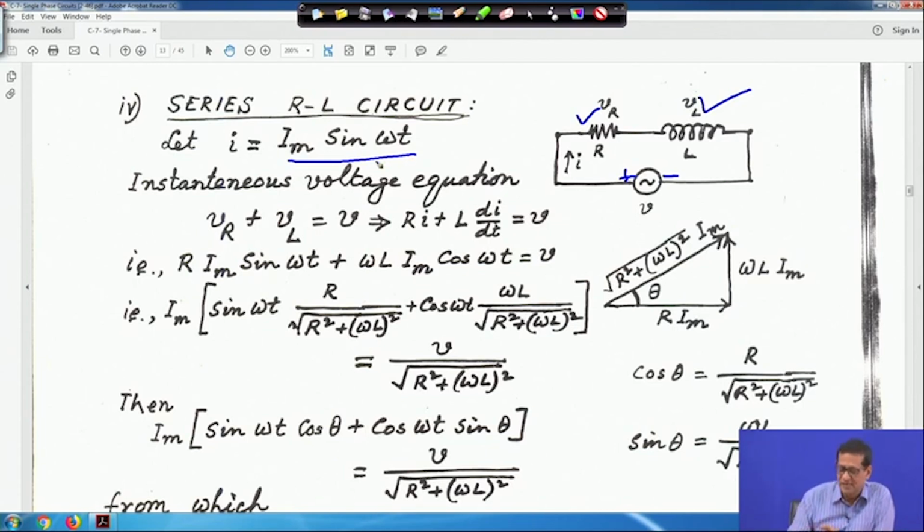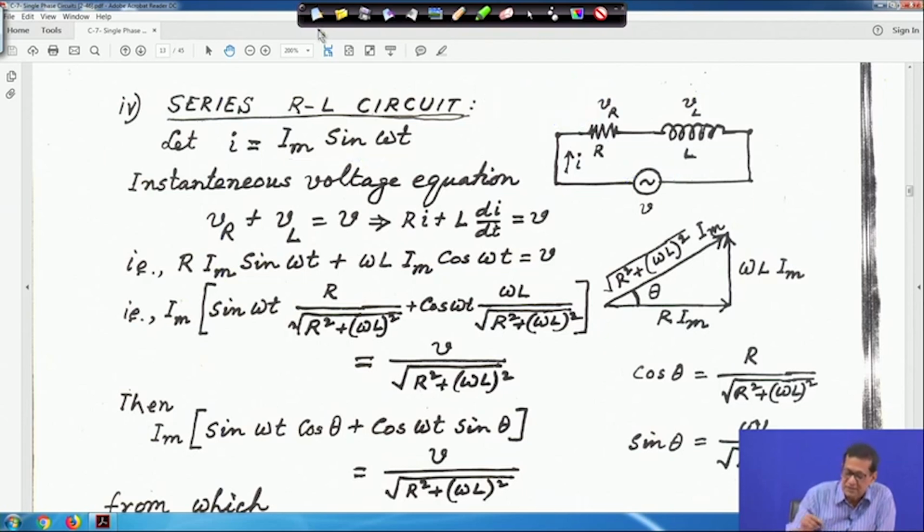So if you assume I is equal to Im sin omega t, that means in general the RMS value will be Im by root 2, and the reference angle will be 0, because it is omega t plus 0 degree. So that means it is Im by root 2 at angle 0 degree. This is the RMS value.